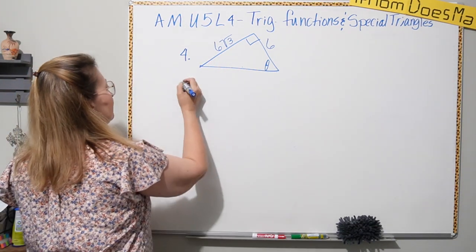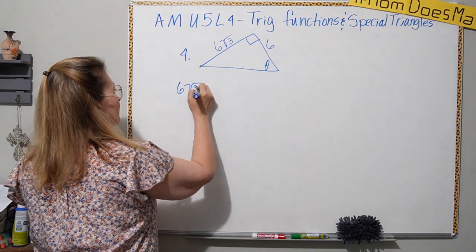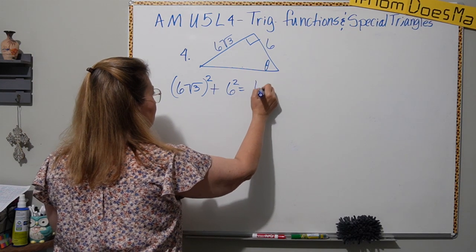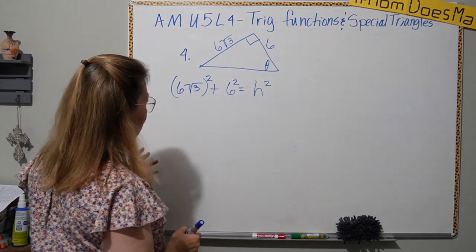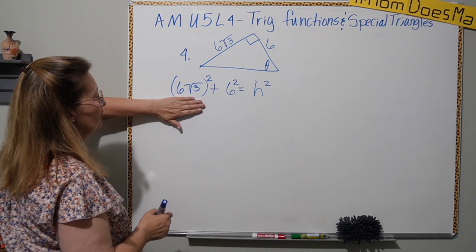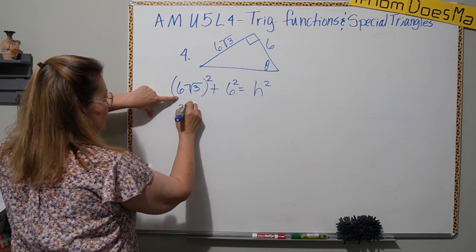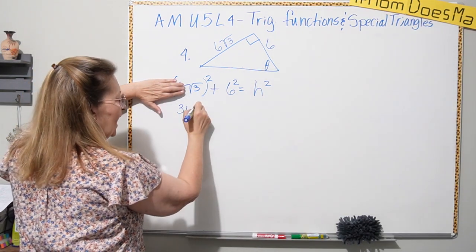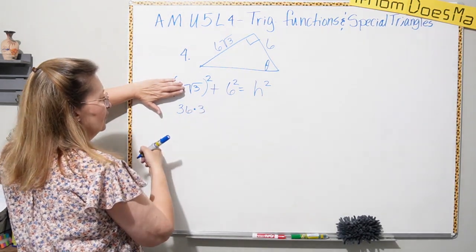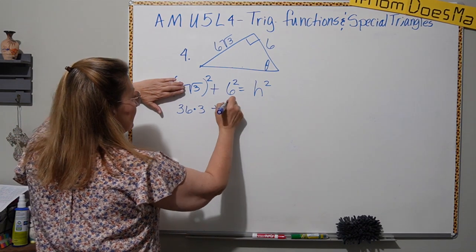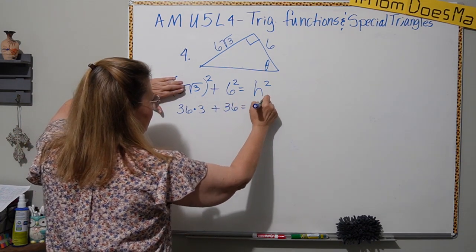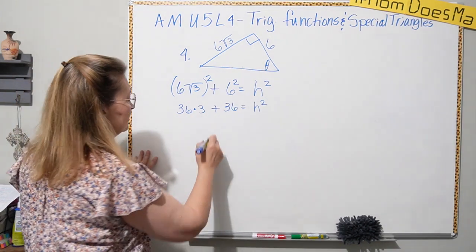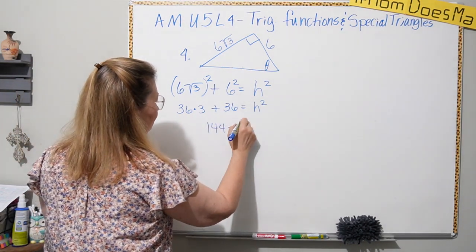So when we use the Pythagorean theorem, we're going to do 6 square root of 3 squared plus 6 squared is equal to h for the hypotenuse squared. When you square this, remember you're going to square the number outside, so that's 36. When you square square root of 3, that's the square root of 9, which is 3. So now you have 36 times 3 plus 36 is equal to h squared. 36 times 3 and then plus 36 is 144.